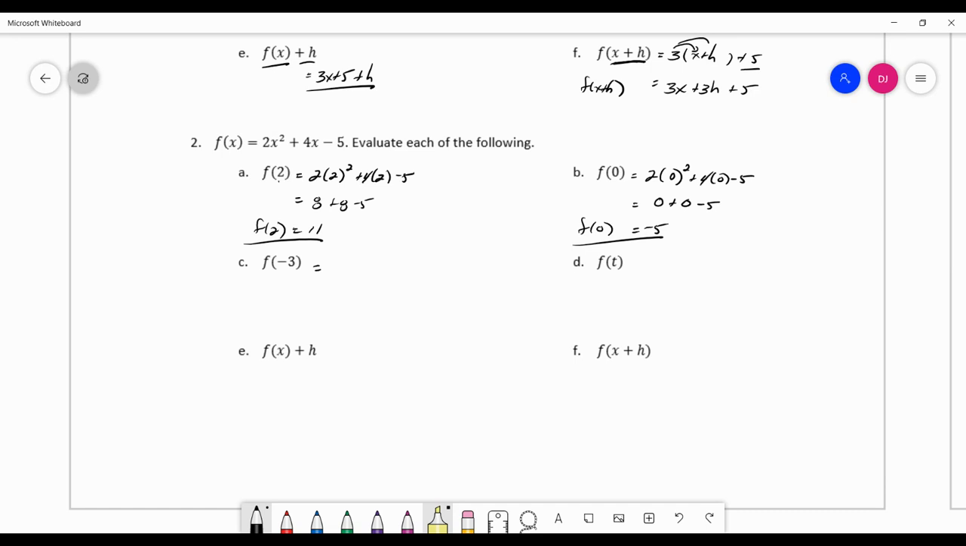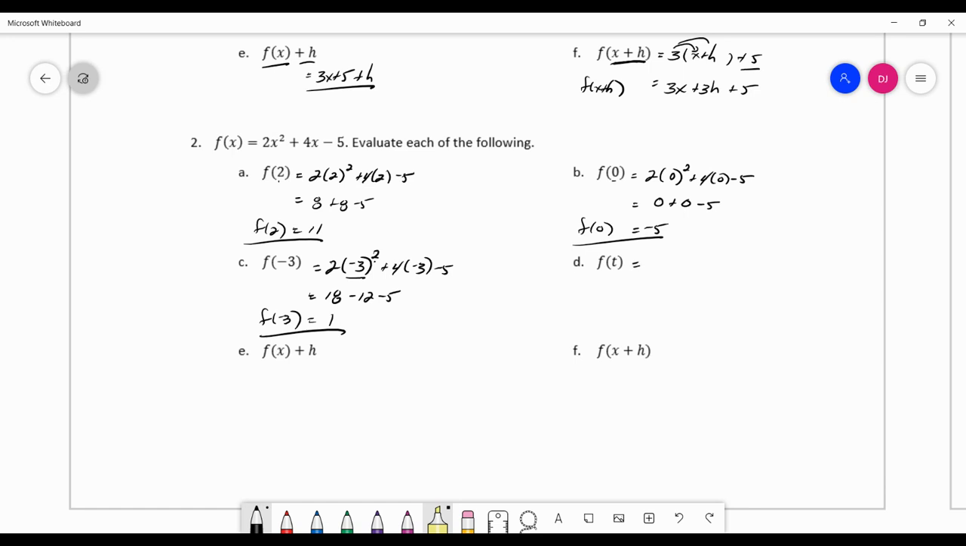Okay, so to find f of 2, we replace x with 2. To find f of 0, we replace x with 0. To find f of negative 3, we're going to replace the x with negative 3. Negative 3 squared is 9, times 2 is 18. 4 times negative 3 is negative 12, minus 5. 18 minus 12 is 6, minus 5 is 1. So f of negative 3 is 1.